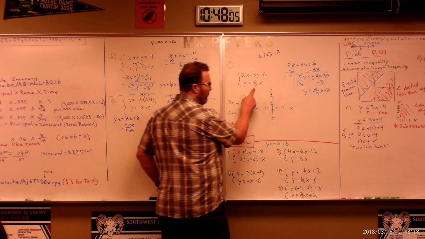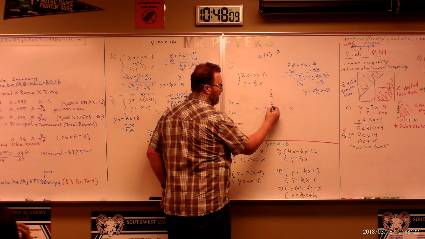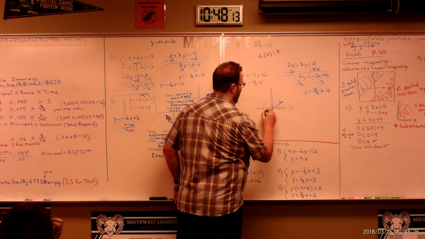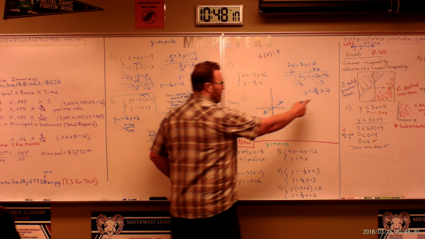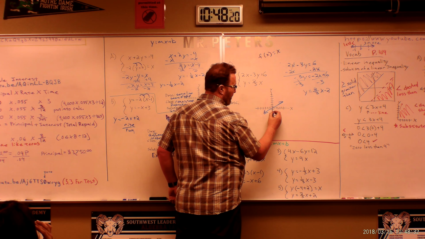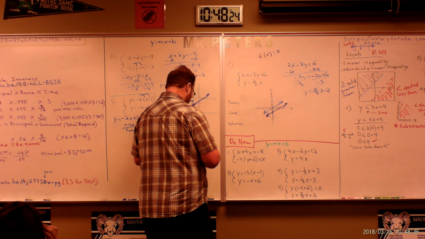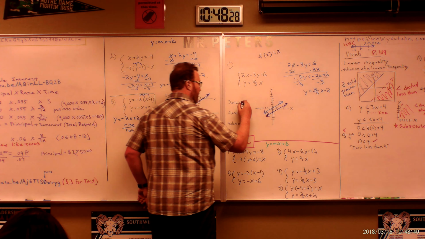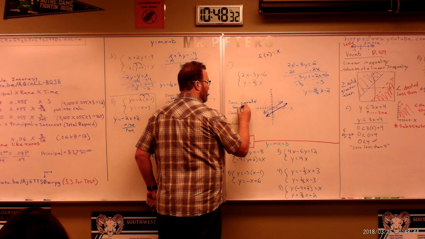How do I graph this one out again? Go to 0. Okay, and then what do I do? Up 2, and then to the right. Okay, so there's my line, roughly. Okay, so this one's going to be negative 2, right? And this one's going to be the same line, correct? Because the slopes are the same. Okay, so how do we describe it? Very good. Parallel, same slopes.